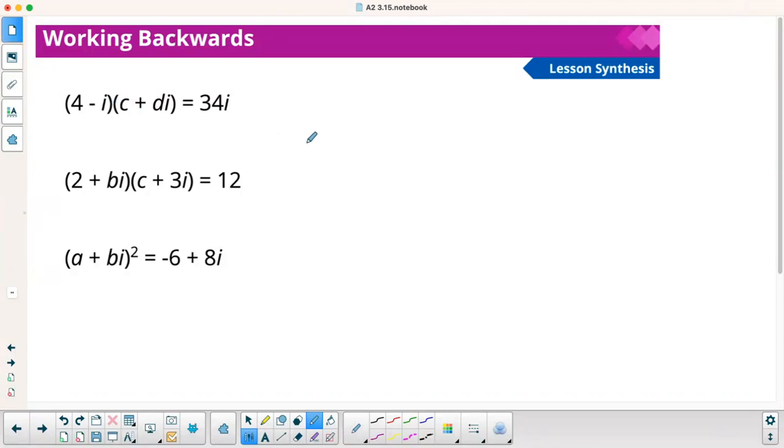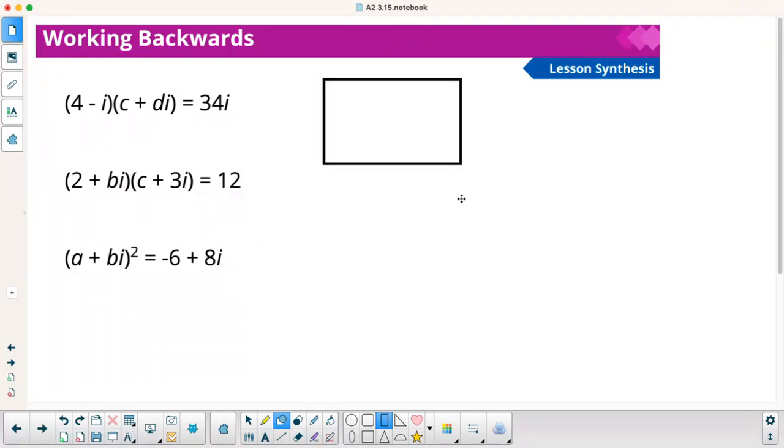All right, so lesson synthesis. Working backwards, we know 4 minus i times c plus di equals 34i. Again, same idea here. We're going to have to do some equations here. So basically, 4 minus i times c plus di.